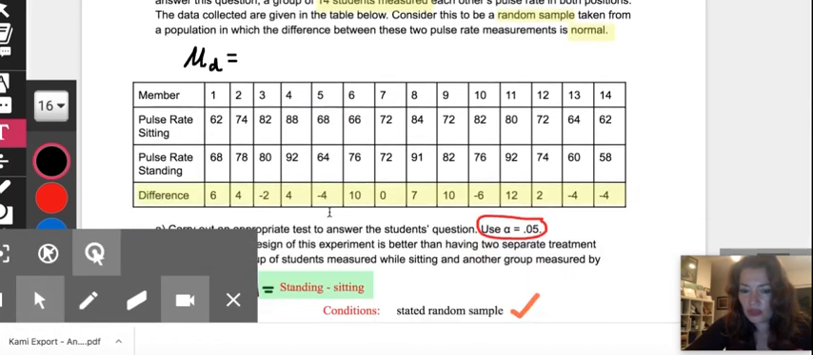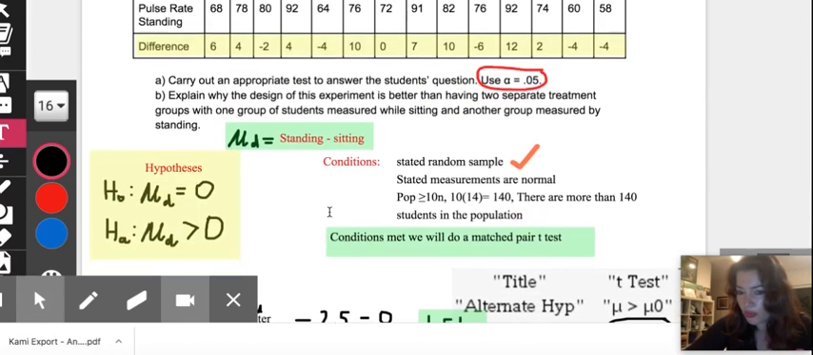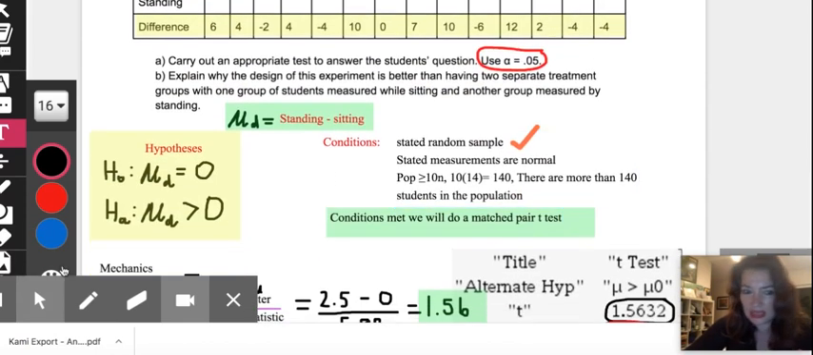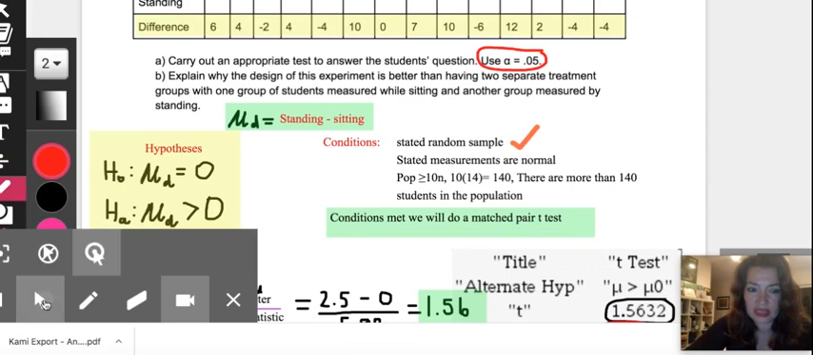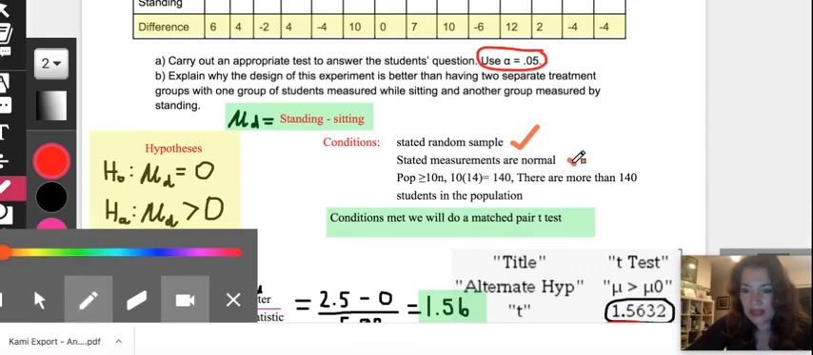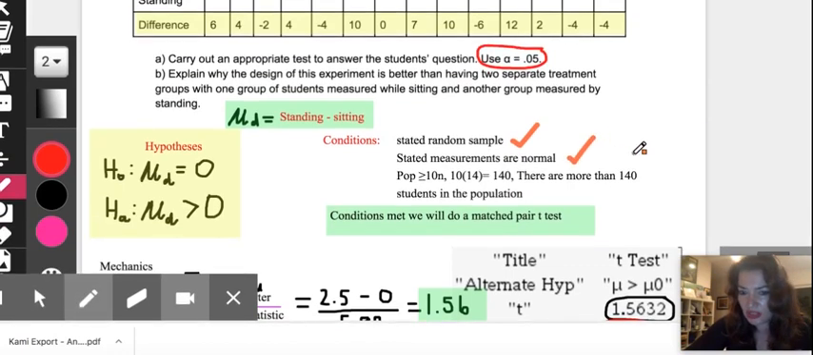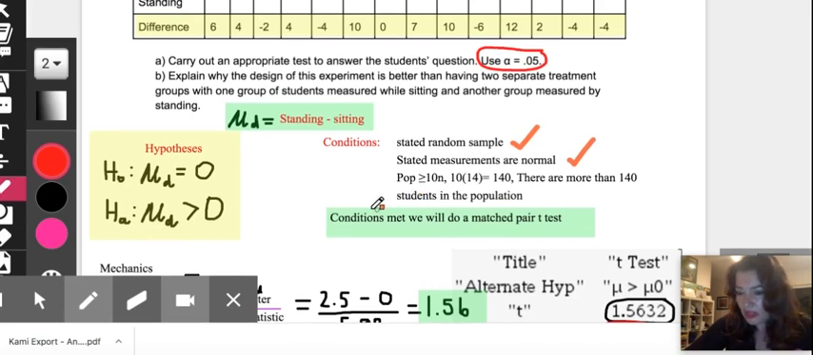We don't need to graph or show a normal probability plot because it is given, or it is stated in the problem, that it is normal. So the second condition is met. The third condition, we're going to say that the population is greater or equal to 10 times n. So our sample size is 14. 10 times 14 is 140. And we will say there are more than 140 students in the population.